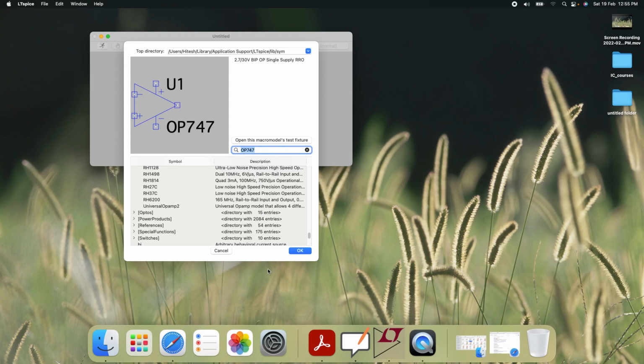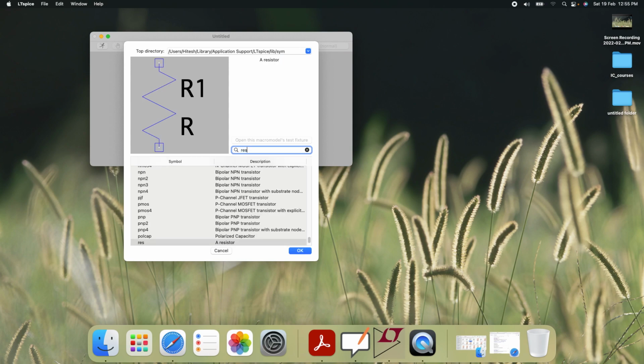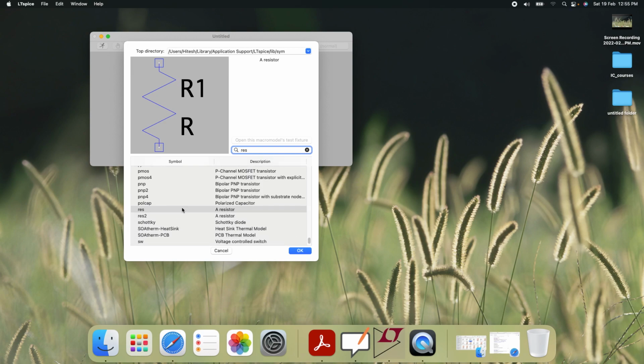I want to make a resistor and diode based circuit. I am going to write down resistor. You can see there are two resistors available, right? Any one of them you can take, depending on the value you are taking. If you want a few more, like potentiometer and other things, those are also available in this library. You can see the top directory where the path and everything is given, right?